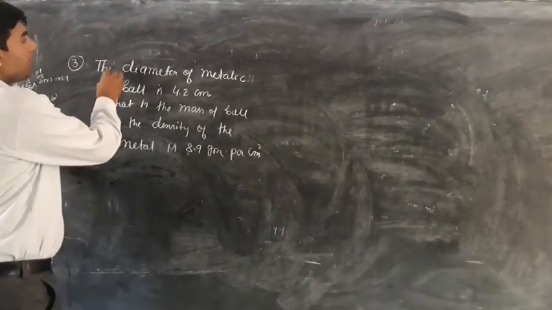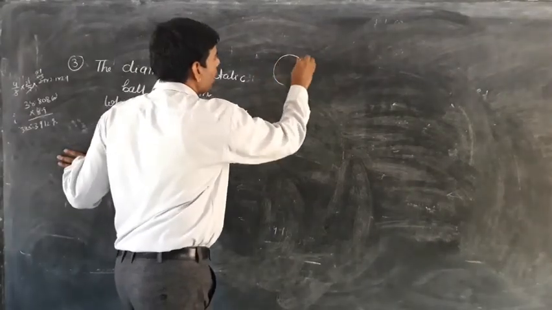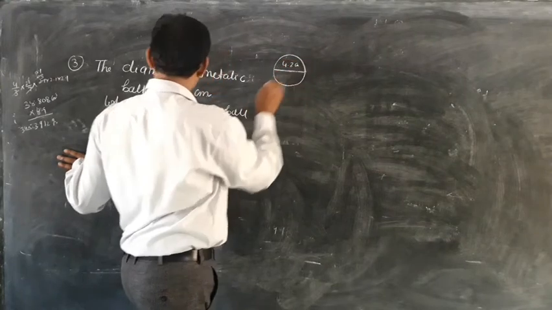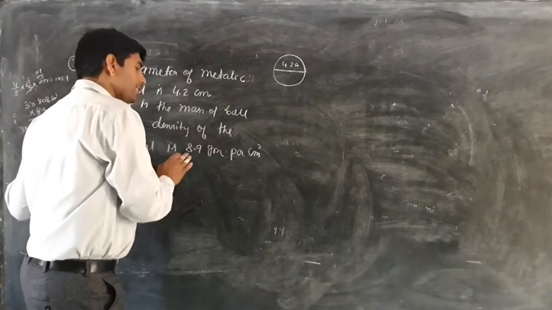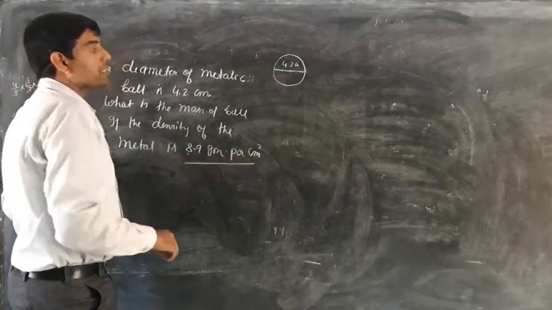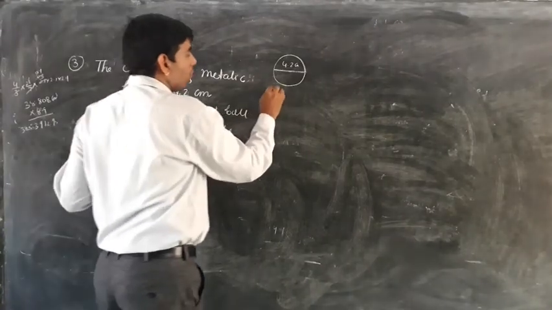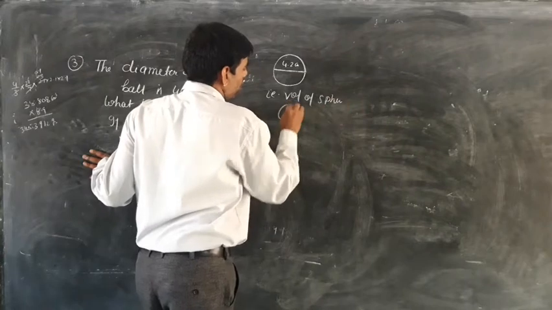Next question: the diameter of a metallic ball is 4.2 centimeter. What is the mass of the ball if the density of the metal is 8.9 gram per centimeter cube? First we find the volume of the sphere, and then the mass of the ball.